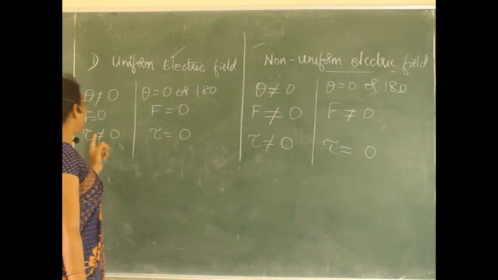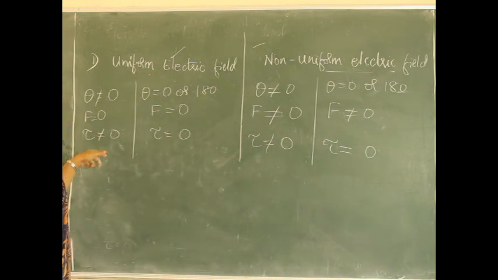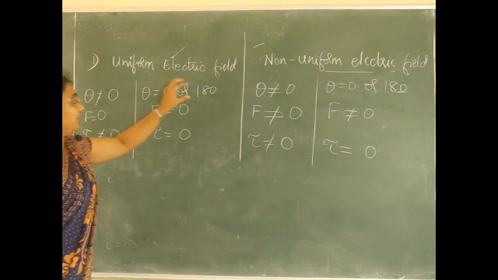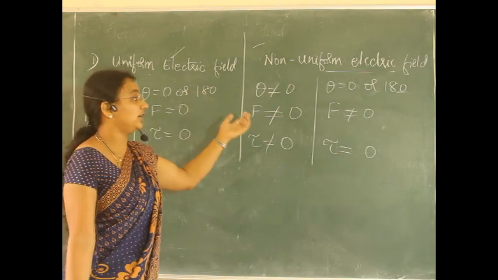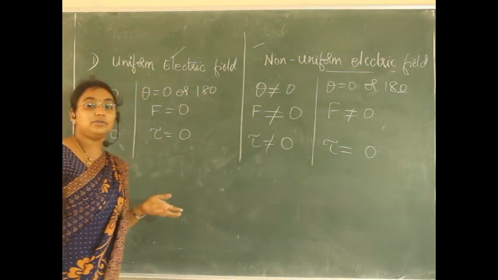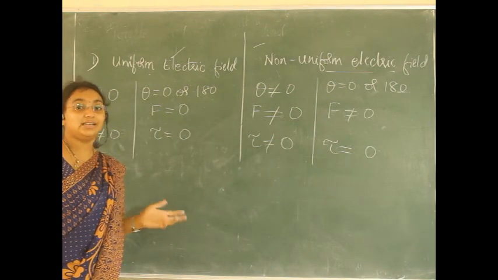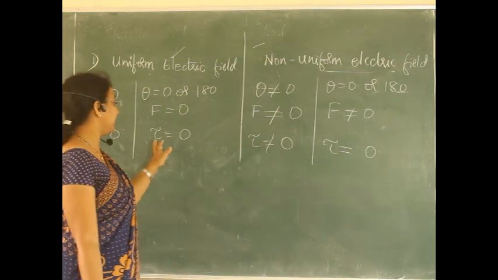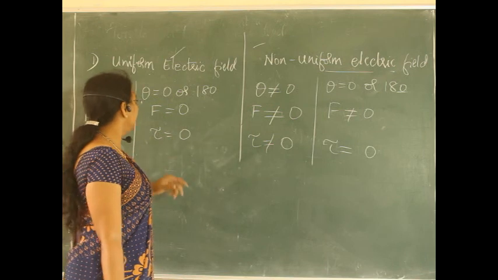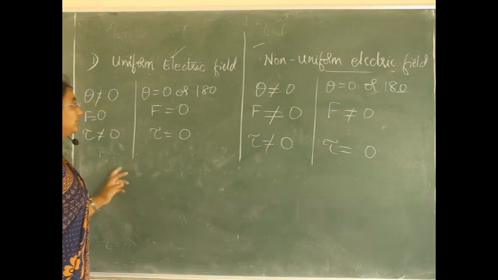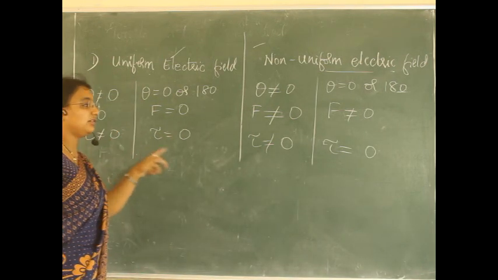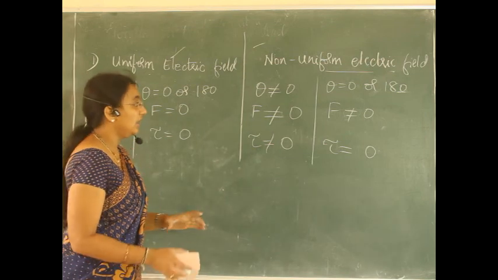Then the torque, tau. If theta is 0 or 180, theta equal to 0 means sin 0 is 0, and sin 180 is 0. So therefore directly you can write tau is equal to 0. If theta is not equal to 0 or 180, then tau is not equal to 0.